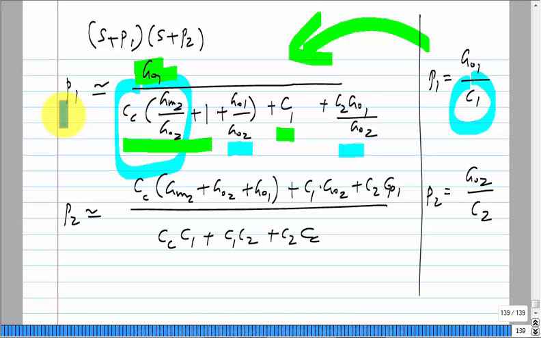So, there are various approximations we make at each stage. As long as you understand the reasoning behind the approximations, then you can make all kinds of approximations. The exact answers can be evaluated using an algebraic tool. Okay.